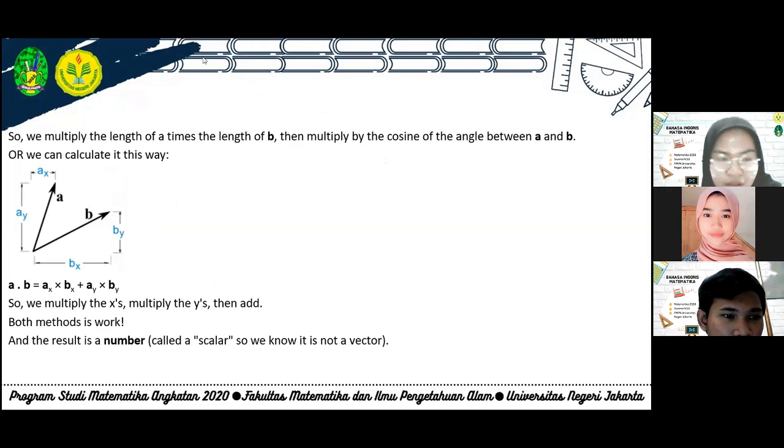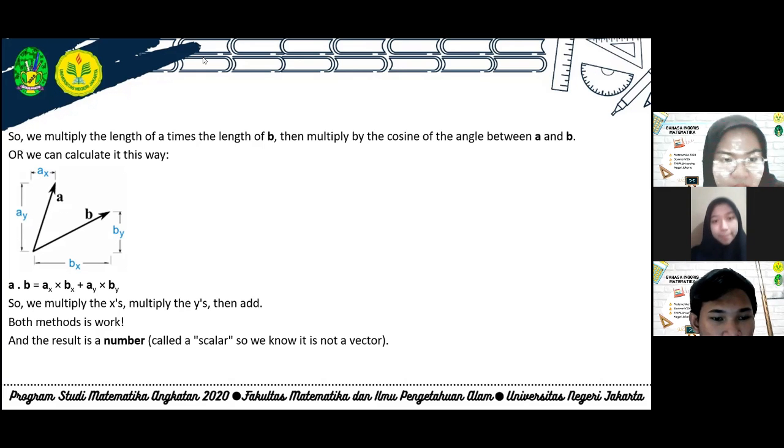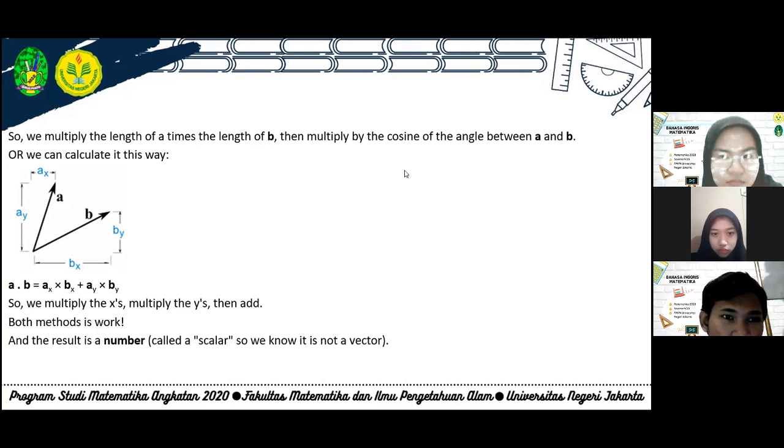Here is the picture. The dot product of vector A and B equals Ax multiplied by Bx plus Ay multiplied by By. So we multiply the x's, multiply the y's, then add. Both methods work, and the result is a number called a scalar, so we know it is not a vector. Next.